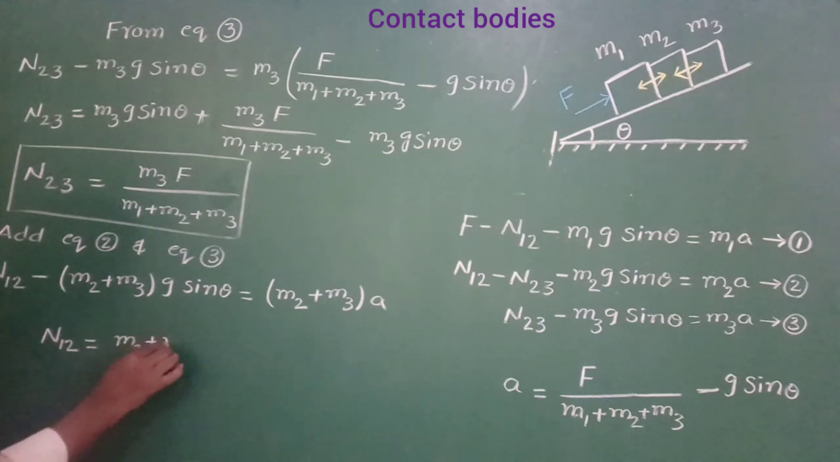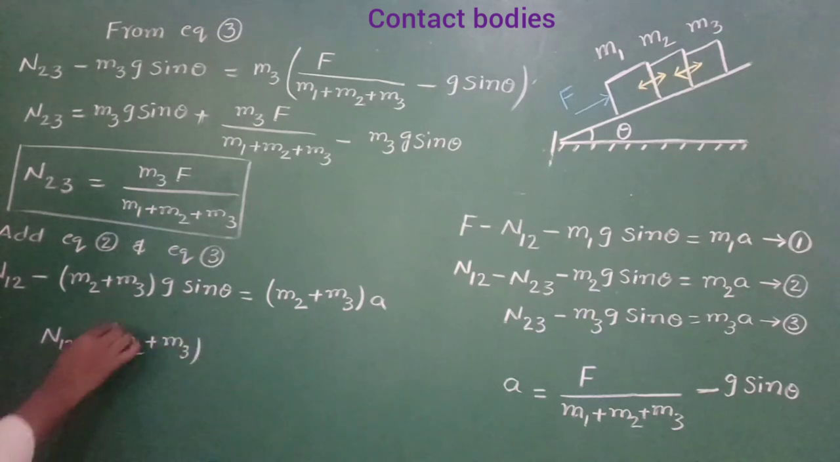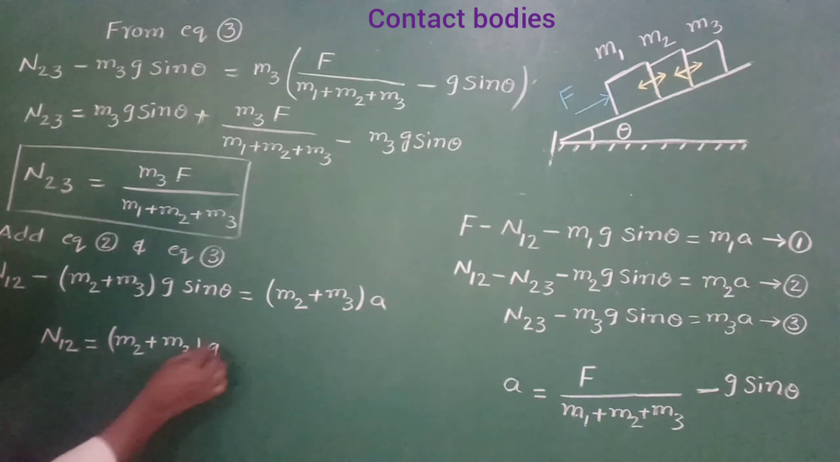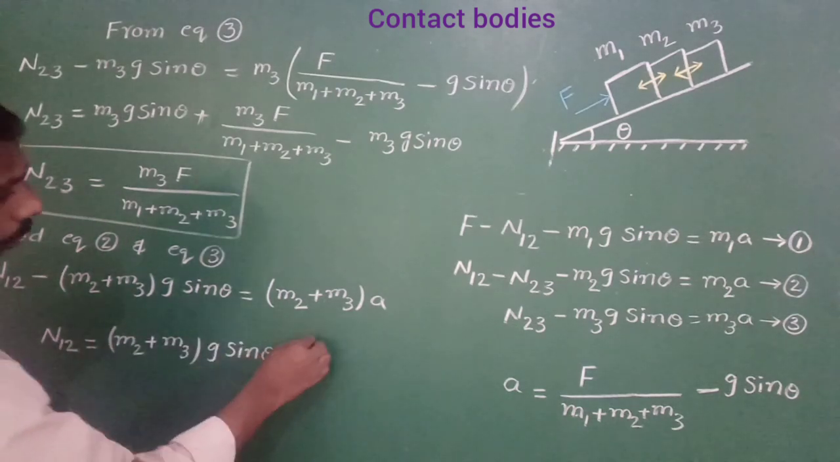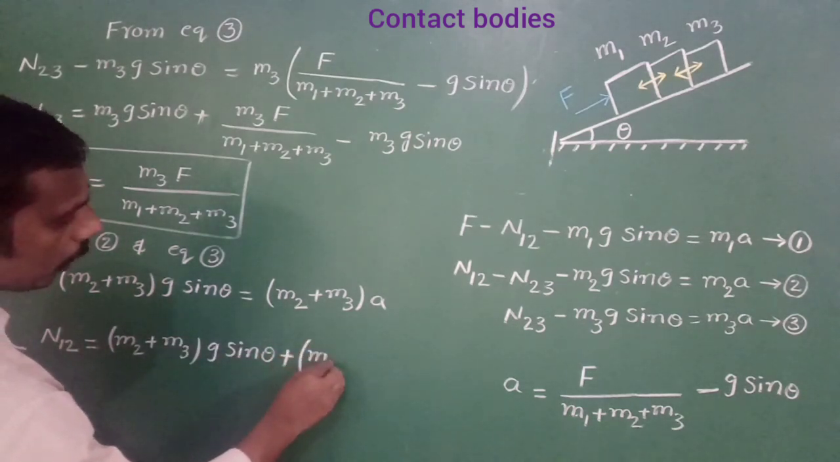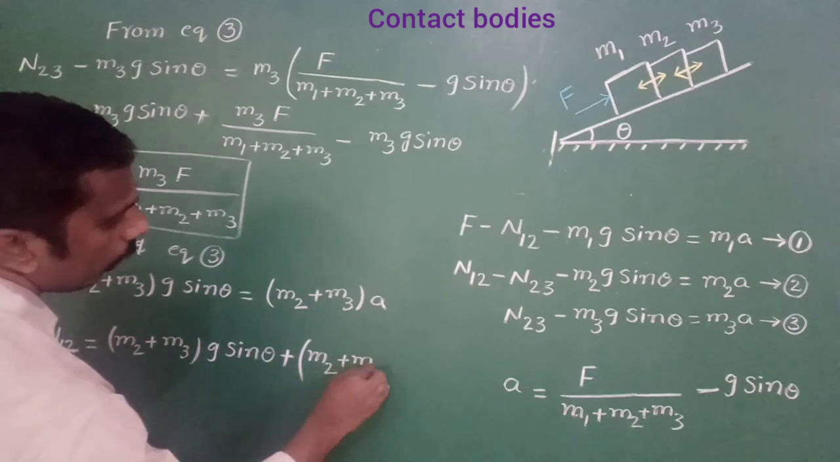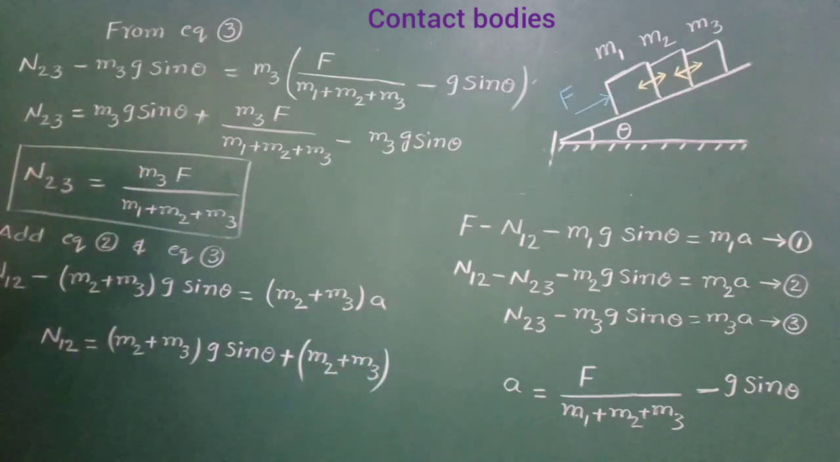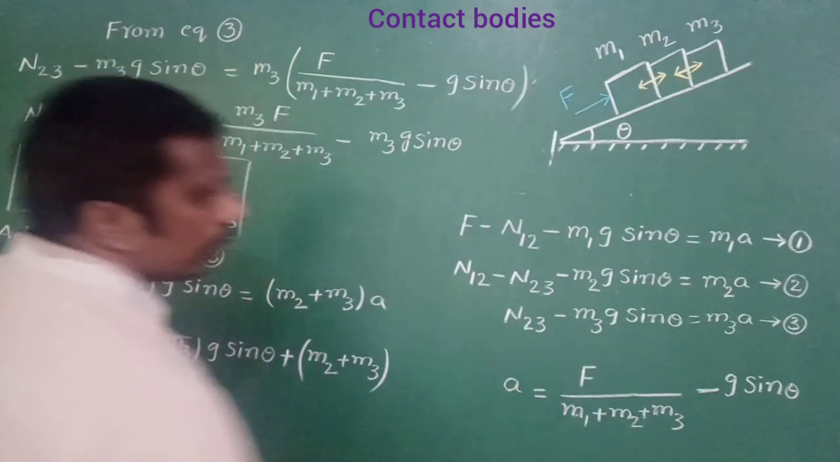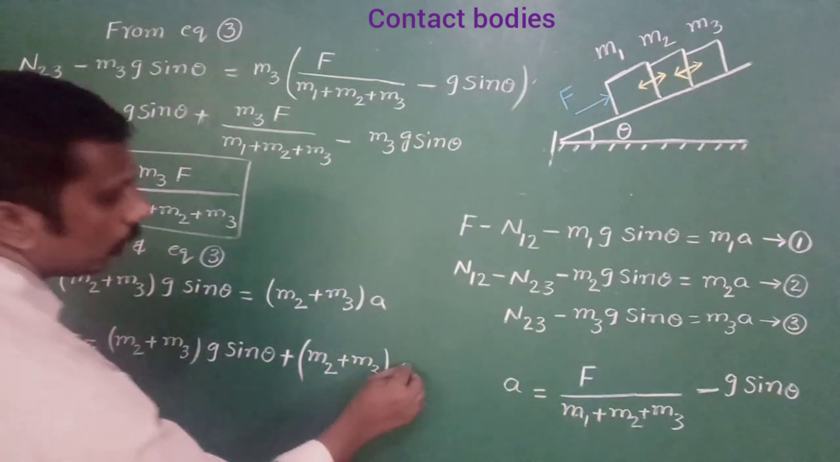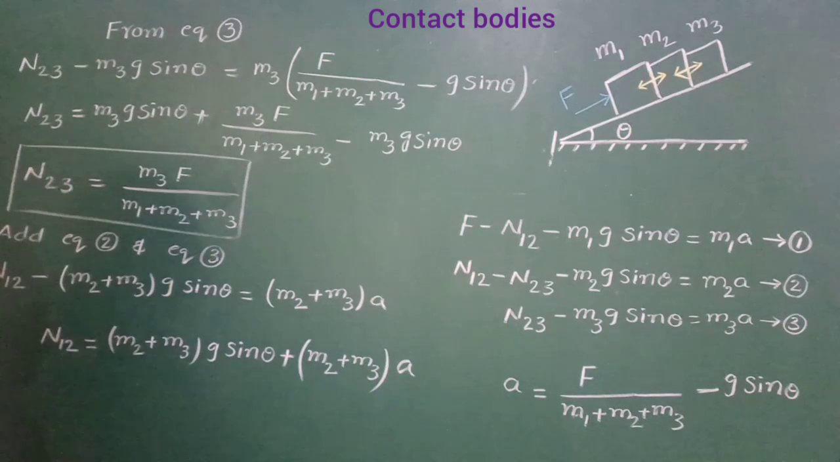(m2 plus m3) into g sin theta, plus (m2 plus m3) into, we know the value of a: a is equal to F by (m1 plus m2 plus m3) minus g sin theta. Substitute that value here, then we get the a value.